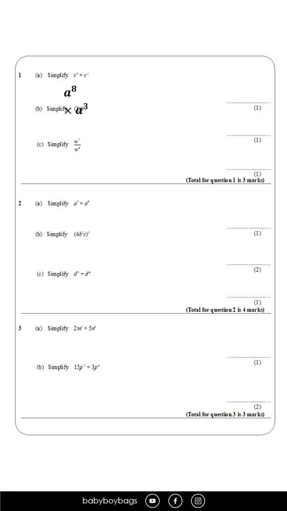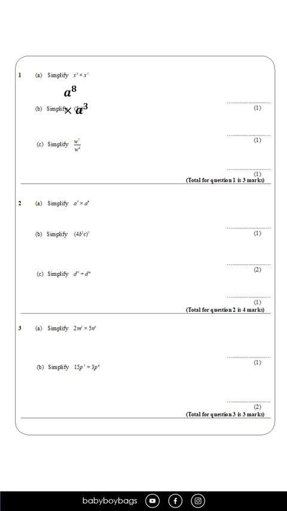Forgive me for this. I just noticed it now, and I don't want to redo the video. The mistake here is the bases. In the question it says x to the power 8, but you can see that the base we have there is an a, not an x. But anyway, it's similar.